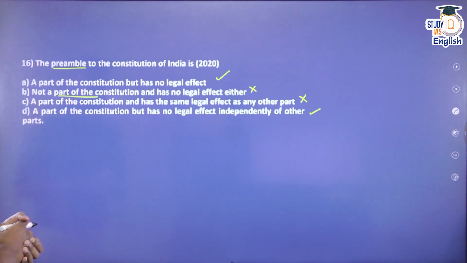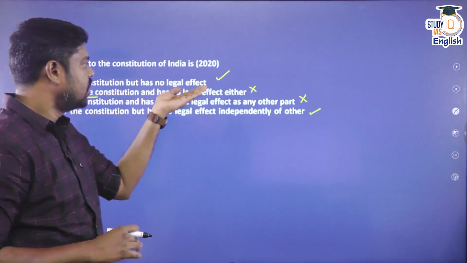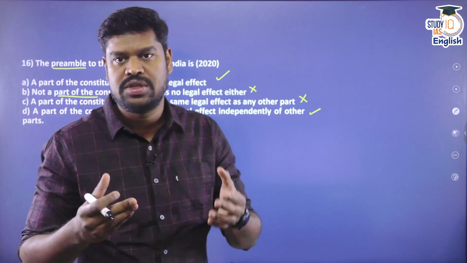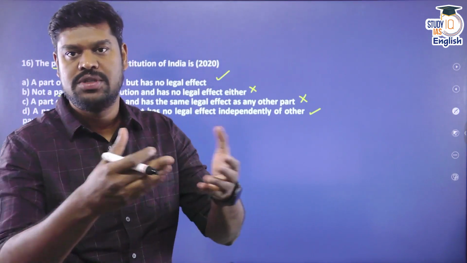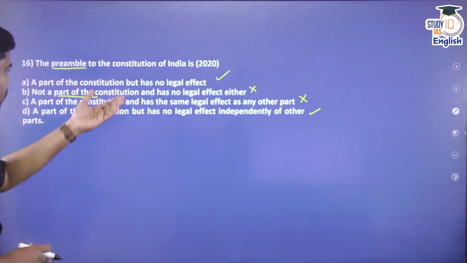See statement A, it is part of the Constitution but has no legal effect, which means it is part of the Constitution and nothing flows out of the preamble. None of the organs of the state derive their powers just because it is mentioned in the Constitution. So, that is the idea of it, it cannot be enforced per se. That is what it is saying.